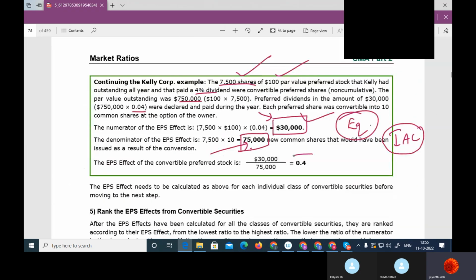For preferred stock, the EPS effect is 0.4, correct? When convertible preferred stock is taken, what is your EPS effect? 0.4. How did you get this?